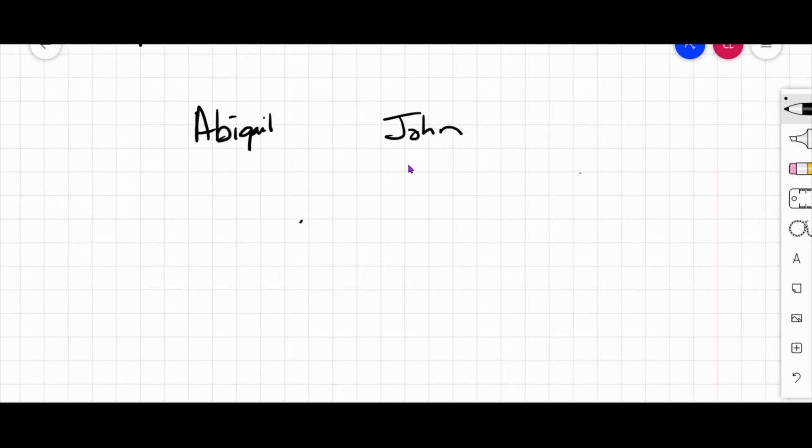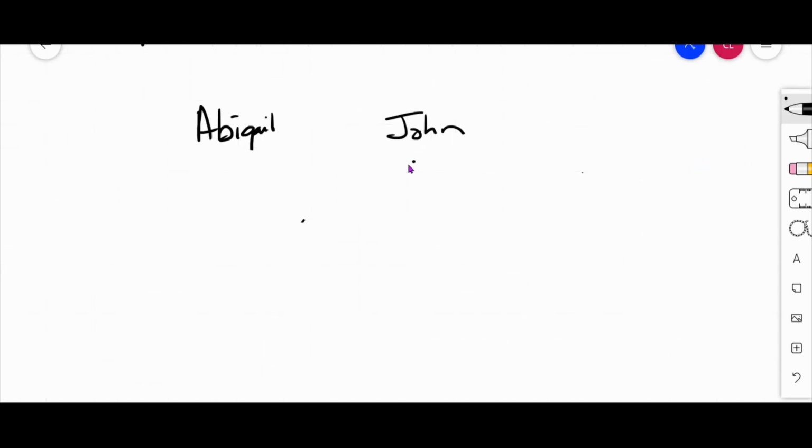So let's call John's age n, and Abigail is going to be 6 years older, so it would be n plus 6. Now 6 years ago, what would be the case? For Abigail, it would be n plus 6, whatever the age is, minus the 6 years. And 6 years ago for John, it would be n minus 6. But it says that Abigail 6 years ago was 2 times that age. So let's put this in bracket, and then we're going to multiply that by 2.